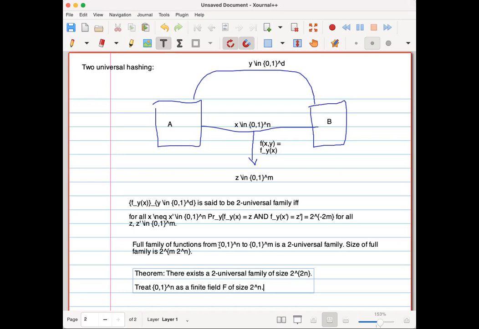It turns out there are finite fields of size 4, size 8, and so on, in general powers of 2. So treat {0,1}^n as a finite field of size 2^n. The mapping that you take from bit strings to elements of the finite field, you can take arbitrarily. There are no issues about that. And now I have to define what my two universal family is. The two universal family consists of functions of the following form.